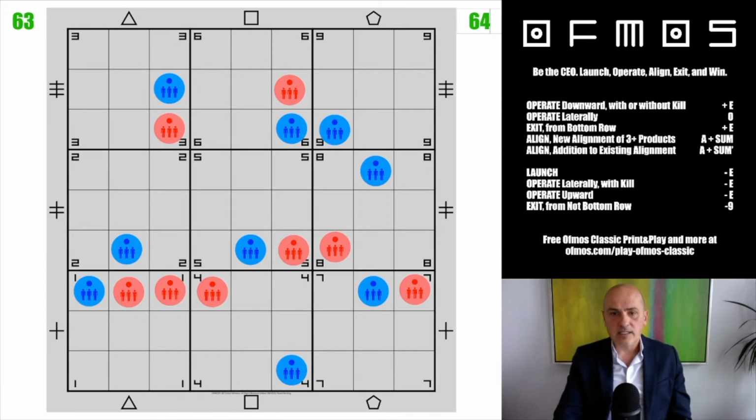Now, red has to move, and if you look at the environment defined by the square and 3 notches, the red will take out the blue because I'm trying to prevent a future alignment. So basically, I'm operating the business, I'm making 6, and I killed the competitor's business. So this brings me to 69.